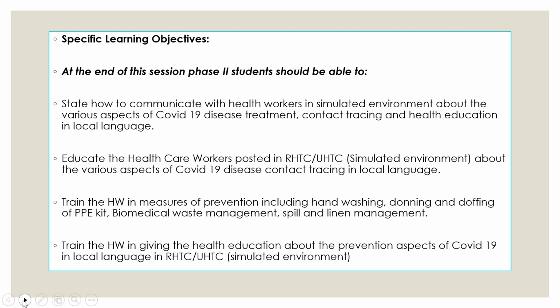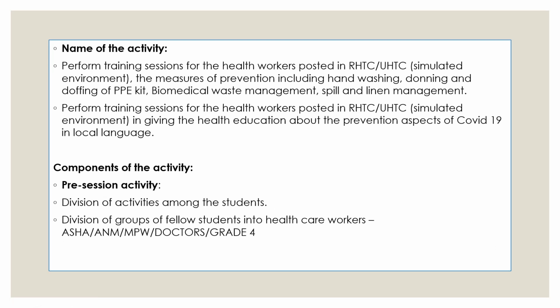So after deliberating with them in a small group discussion, I like to divide my 25 students into roughly groups of 4 students each, into 6 groups, and allot them a part each. For example, the first group will be given the part on hand washing, the second donning and doffing, the third biomedical waste management, the fourth spill and linen management, and the fifth the health education part.